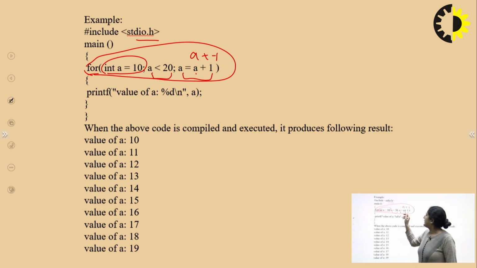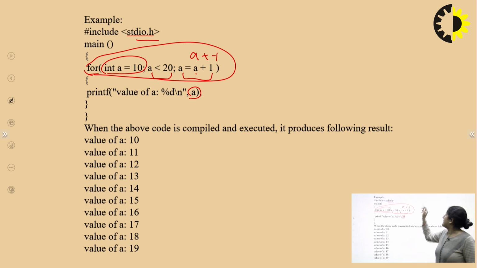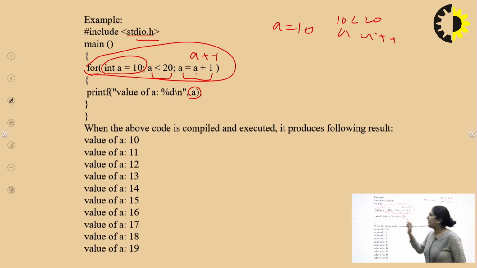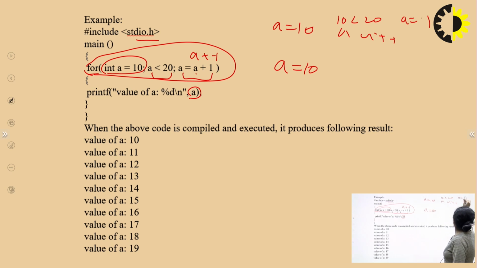Now, if these three statements are true, then only it will print the value of a. So we have initialized the value of a to 10. A is less than 20, meaning 10 is less than 20. The condition is true, so it will print the value of a. Our first output will be a = 10, and the value will be incremented to 11.